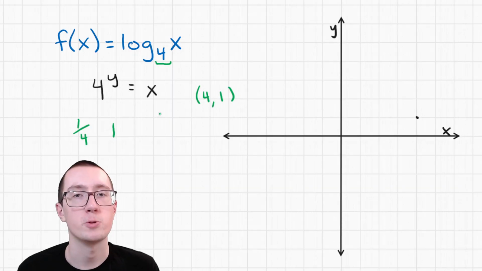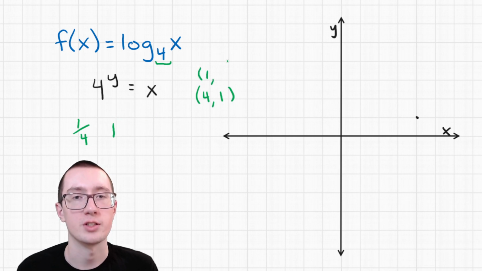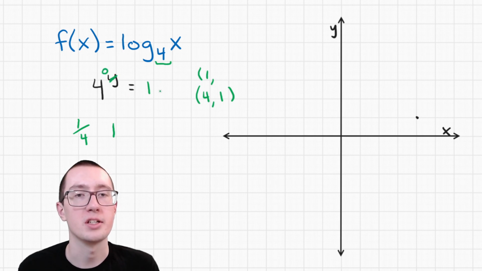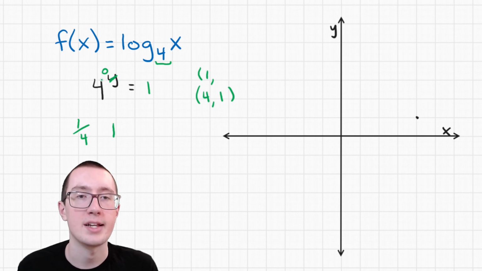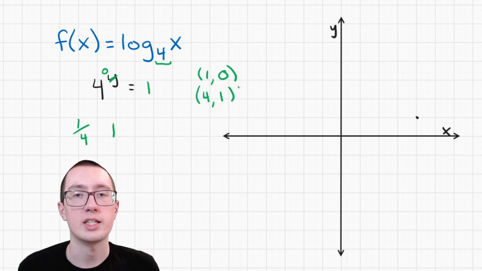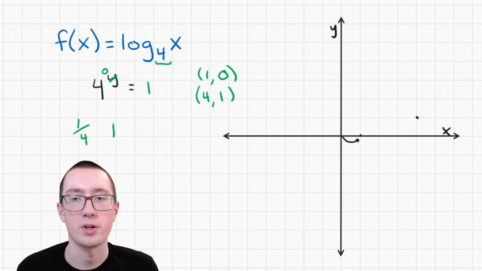So the second point that you should always plug into a logarithm is 1. And the reason for that is very simple. If we plugged in 1 for x, then what exponent do we have to put? Well, anything to the power of 0 is 1. So literally, no matter what number we have here for our base, when you plug in 1, you will always get 0 because anything to the power of 0 is 1, which means our second point that we'll be plotting is (1, 0). So we go 1 to the right and 0 up or down. So our point is going to be right here.